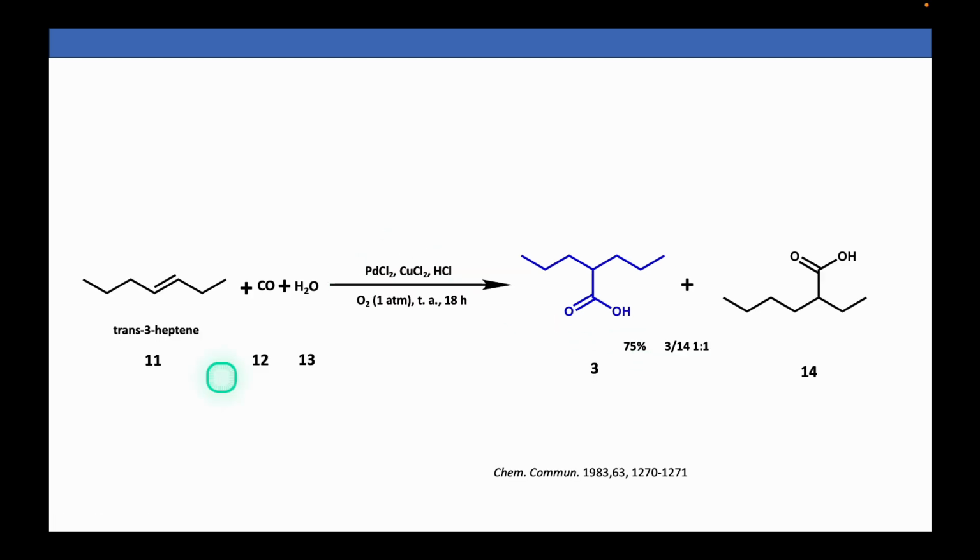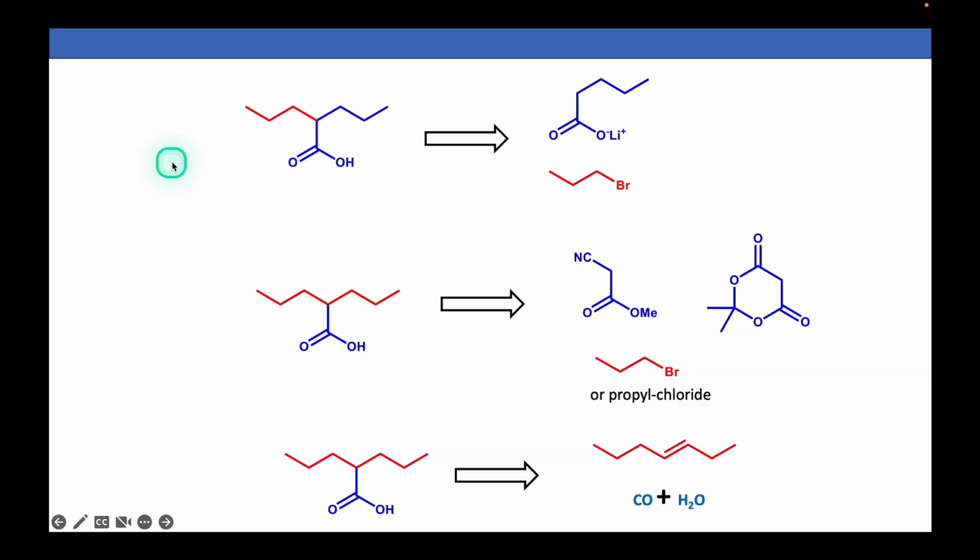The carboxylation of trans-3-heptene with carbon monoxide in the presence of water uses palladium chloride as a catalyst and oxygen to regenerate the catalyst. The yield is 75%, but the carboxylation of the double bond is not regioselective, and the ratio between valproic acid and the regioisomer 14 is 1:1. In summary, here the synthetic routes, their key raw materials, and their structural contribution are shown.